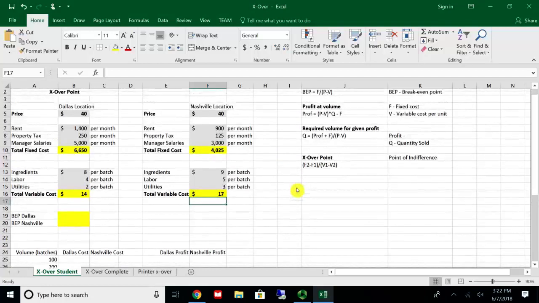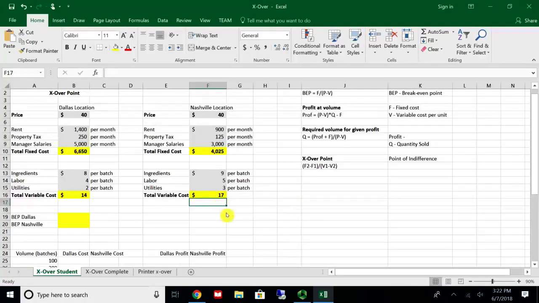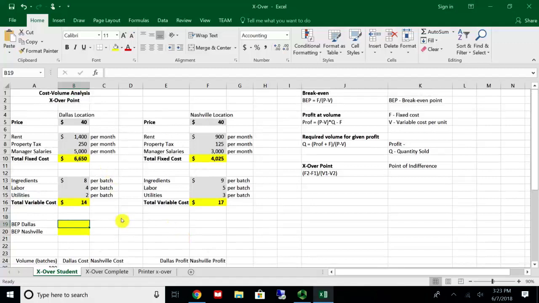But before I do that, I just want to get a little extra information here that we don't necessarily need to solve this particular problem. But I do want to figure out the break-even point in Dallas, because we've already looked at that. We've studied that in a couple different classes. If I'm in Dallas, how many cupcakes do I have to sell in order to break even? Because I've got $6,650 worth of fixed cost. So if I go back and look at my formula, I need my fixed cost divided by the price minus the variable cost. So let's just see how many we've got to sell.